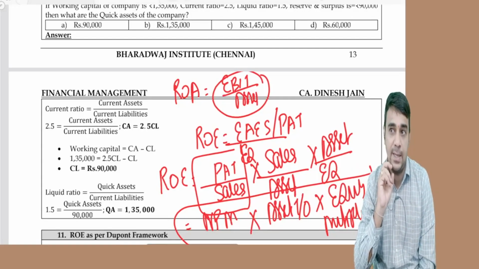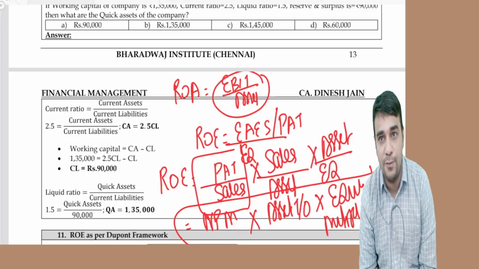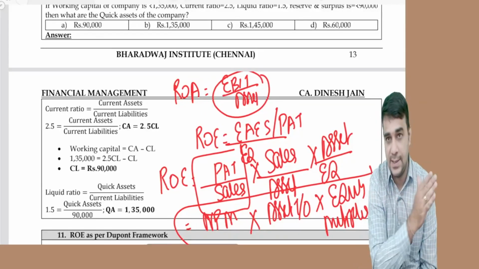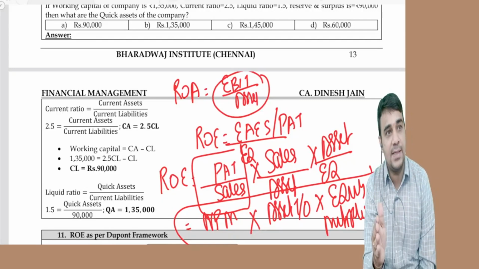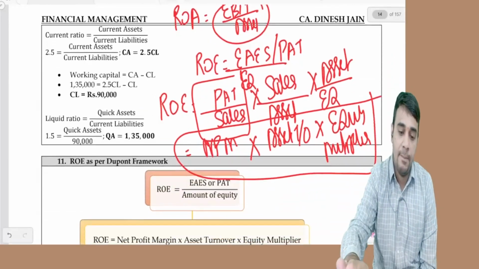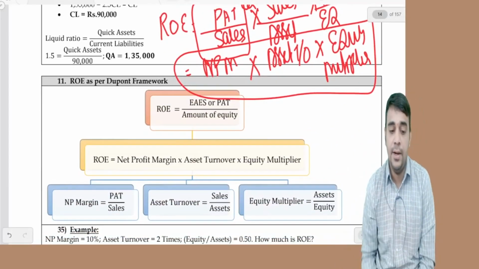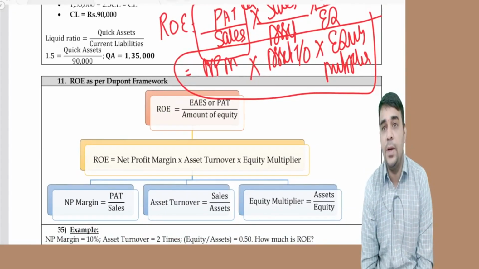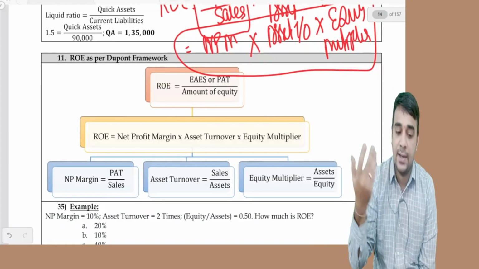But if they ask in a descriptive question to do ROE as per DuPont framework, or they give certain ratios like this, you have to write PAT by sales separately, sales by asset separately, asset by equity separately. Any doubts on this? Multiplication of 3: net profit margin, asset turnover, equity multiplier. Something like this can come in the exam.